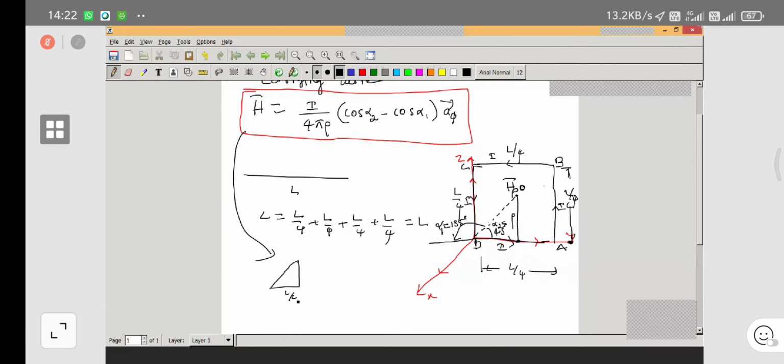And what is the angle? Tan inverse of 1 is 45 degrees. So alpha 2 is 45 degrees, and alpha 1 is 135 degrees.